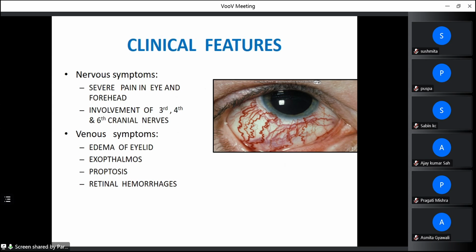The clinical features are nervous system signs, such as severe pain in the eye and forehead, because there is involvement of the third, fourth, and sixth cranial nerves, oculomotor, trochlear, and abducent, because all these three nerves supply the extraocular muscles. Venous symptoms will be there: edema of the eyelid, exophthalmos, proptosis, and retinal hemorrhage.